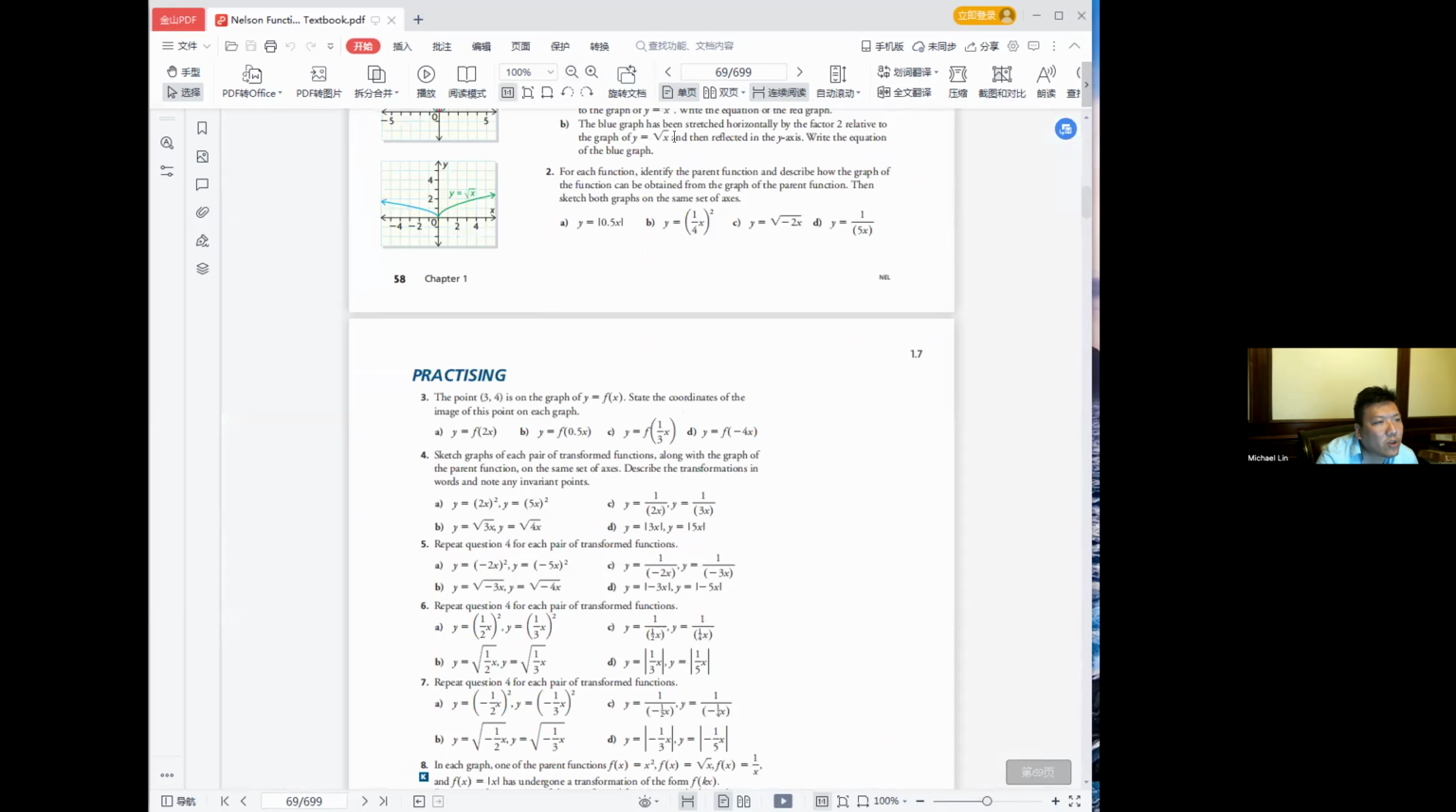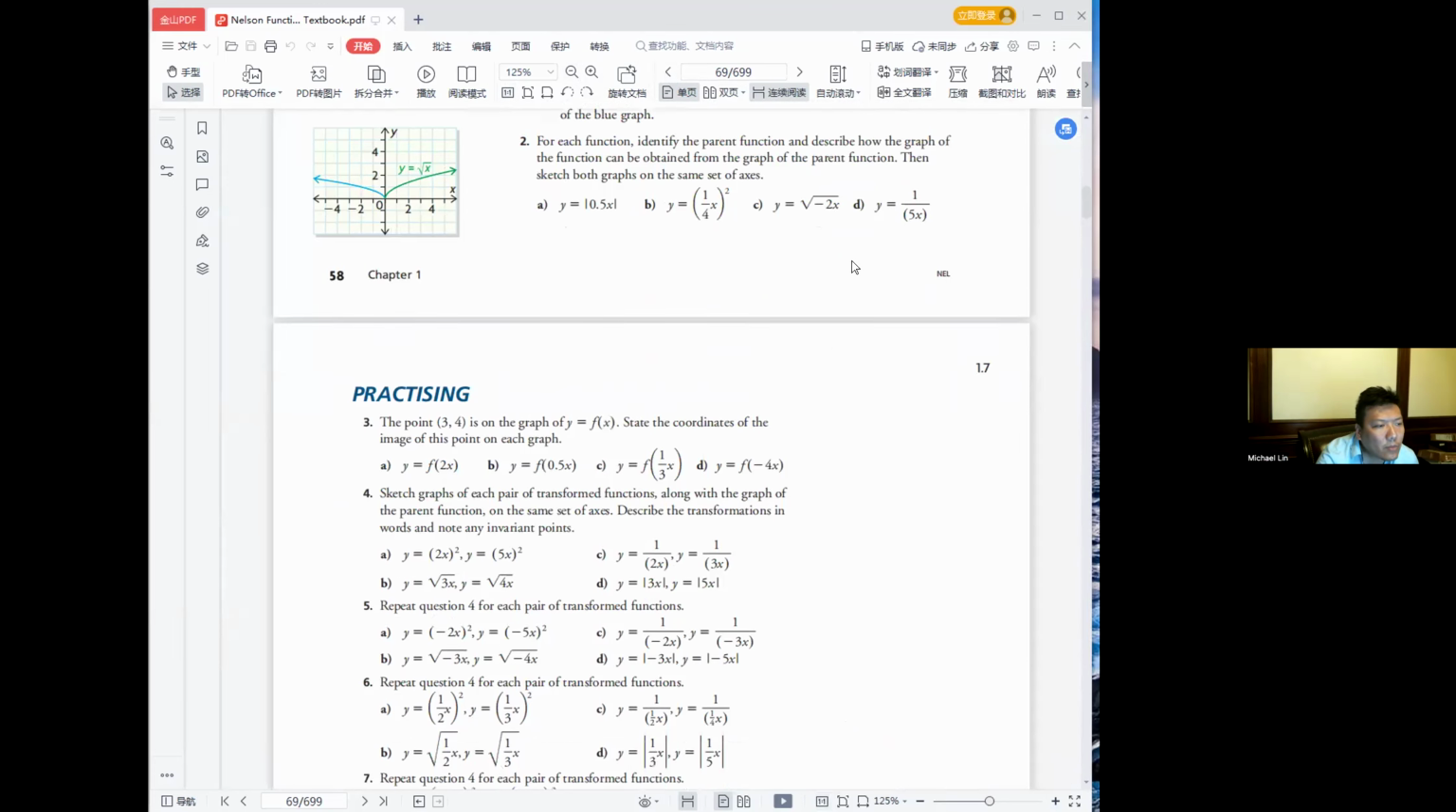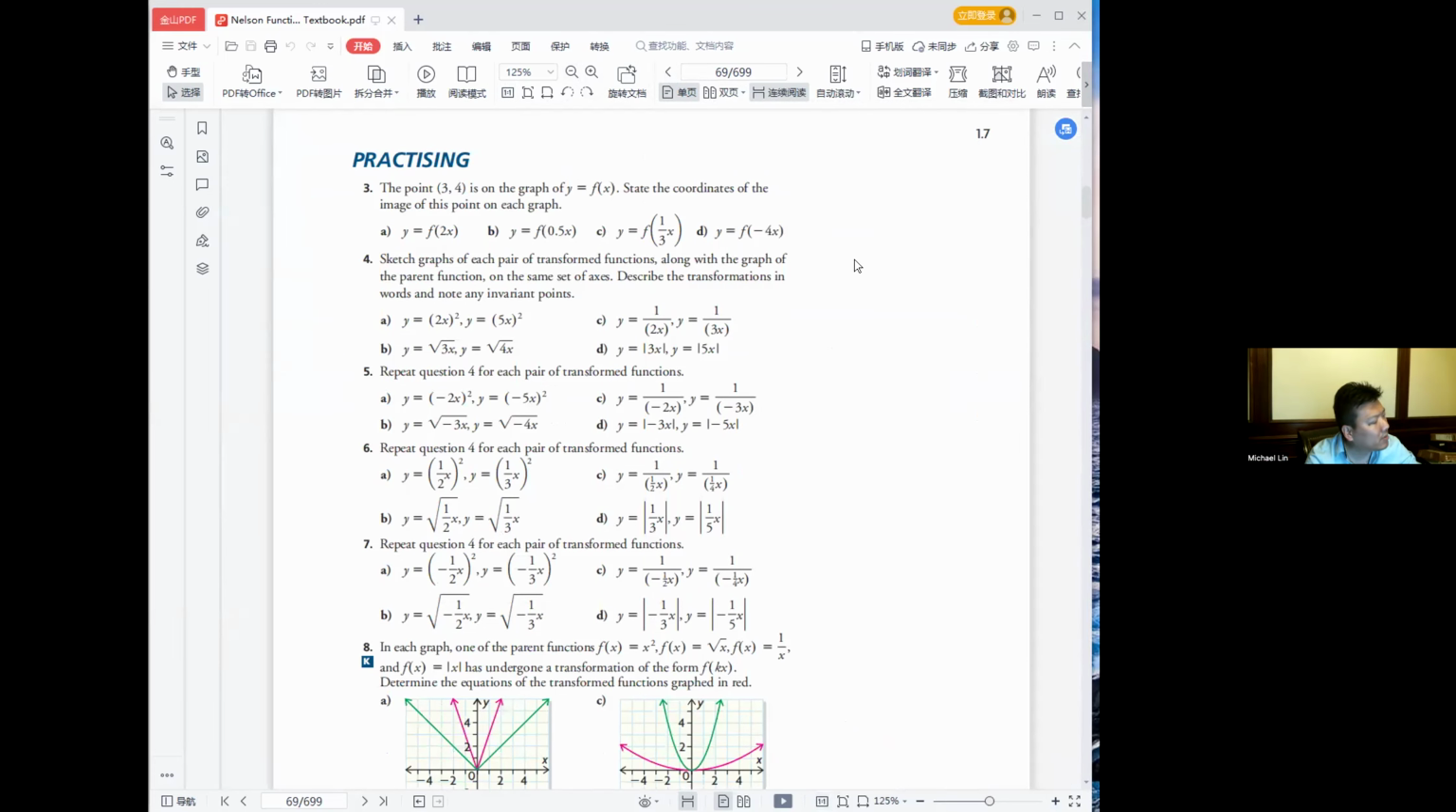Hey, why did my screen share pause? Oh. All right, what time is it? 9:28. Okay, that's pretty much time.